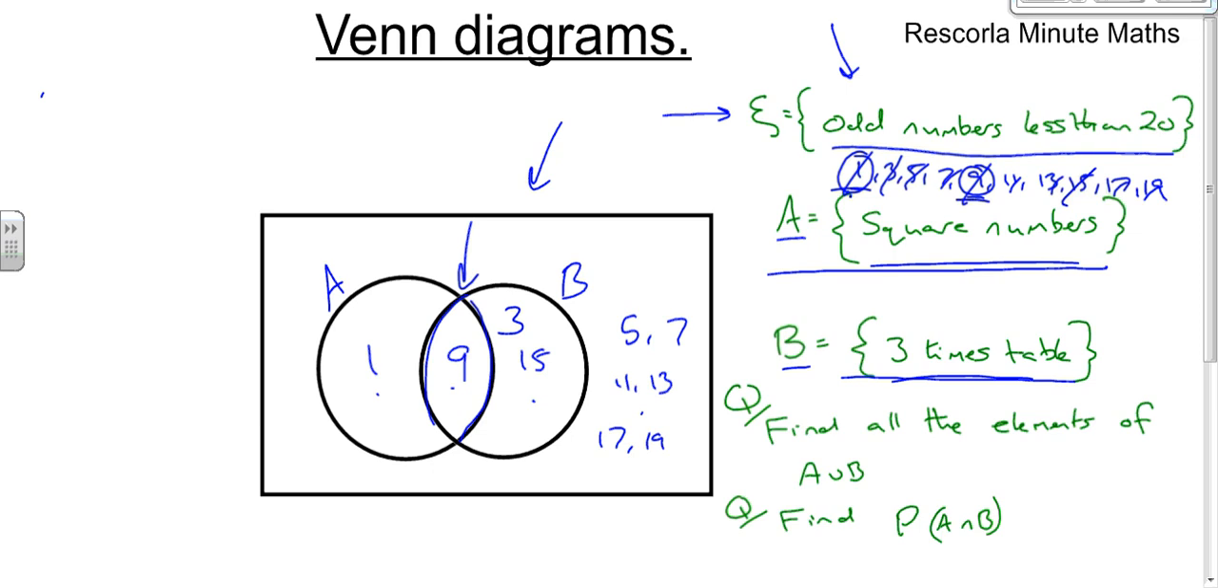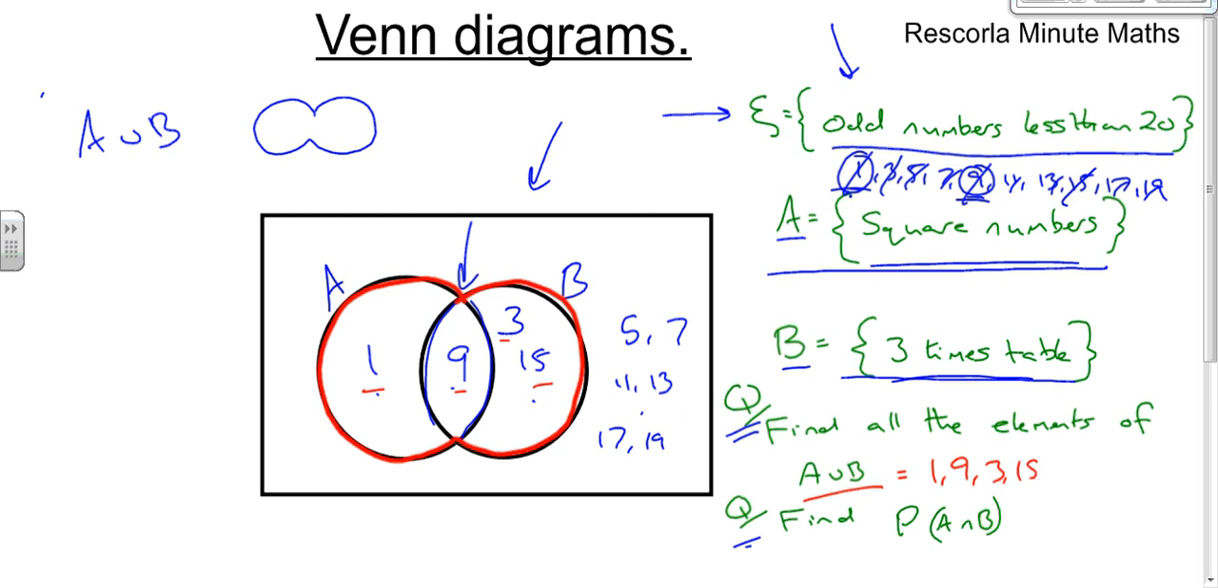And now what we've got to do is answer the 2 questions down here. So I want to find all the elements that are in A ∪ B. So A ∪ B, we remember that as the goggles. So everything is in this shape here. So what we mean by that is everything that is within this boundary here. That's A ∪ B. So all the numbers that are in there are 1, 9, 3, and 15. So the elements of A ∪ B are going to be 1, 9, 3, 15. It doesn't matter which order we write it in. And that's that. So that one's done.